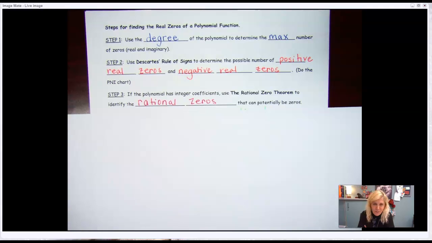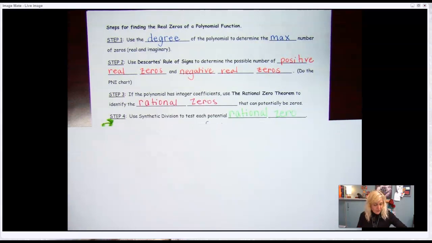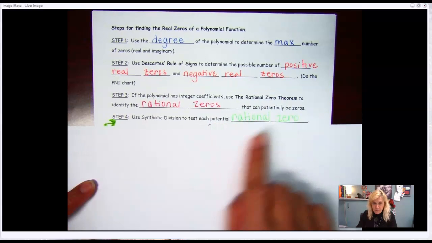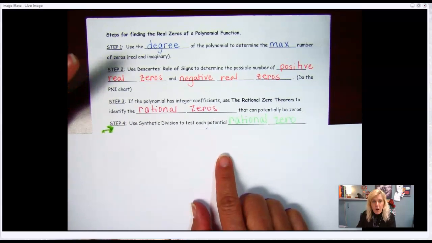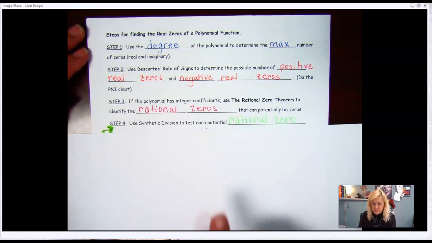Let's go ahead and look at step 3. If the polynomial has integer coefficients, use the rational zero theorem to identify the rational zeros that can potentially be zeros. That's the P and Q stuff. And then here's where all the legwork comes in. We are going to use synthetic division to test each potential rational zero. Always do step 2 because it's going to cut down on some unnecessary work on step 3, and I'll show you why in a few minutes.